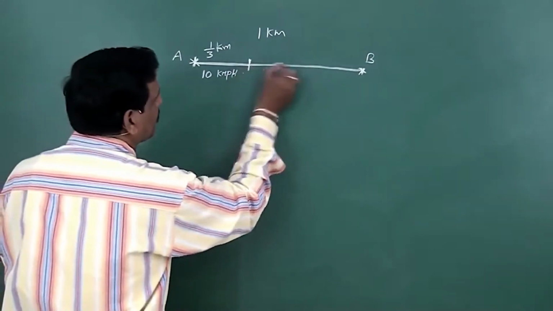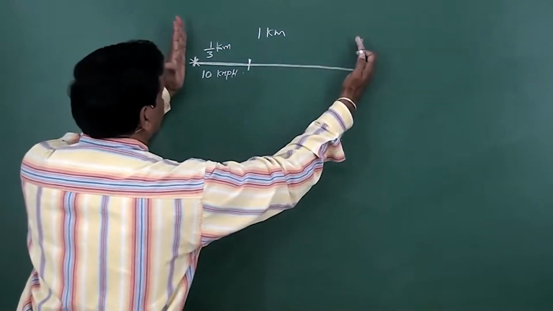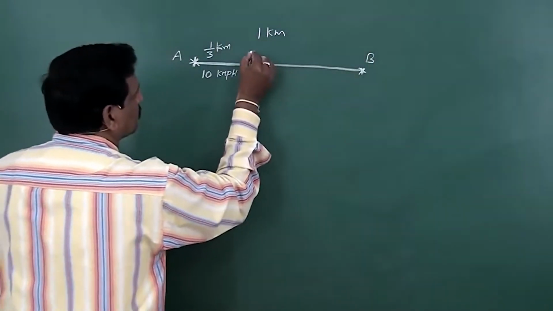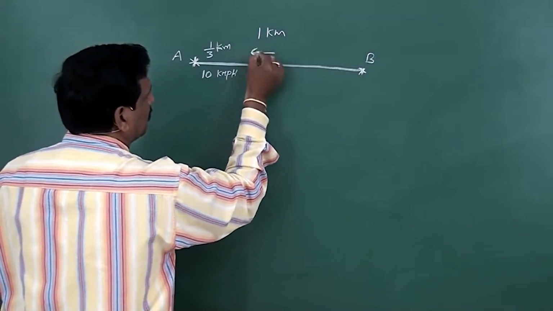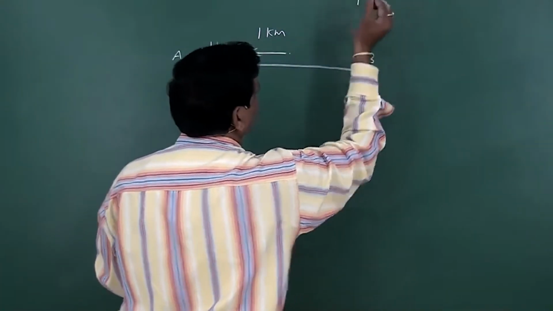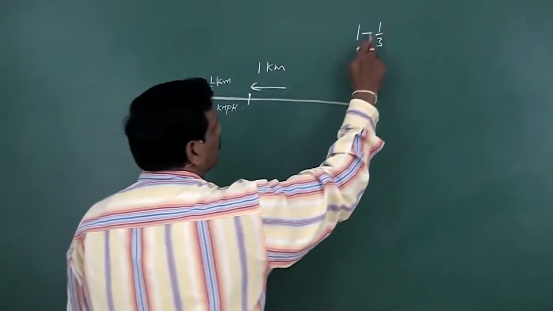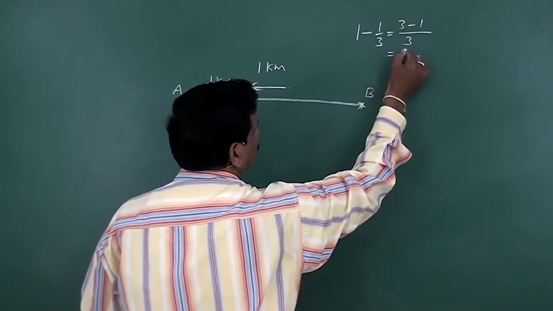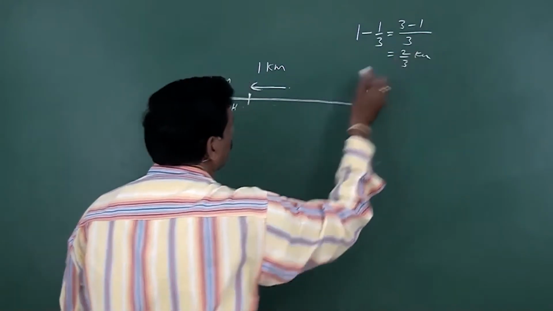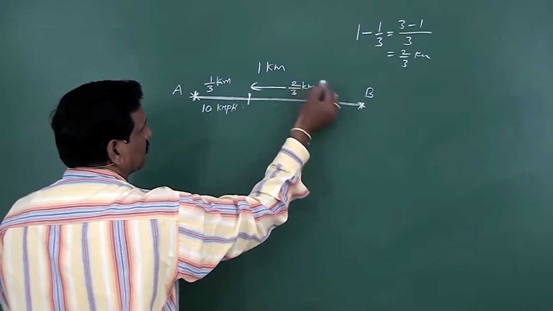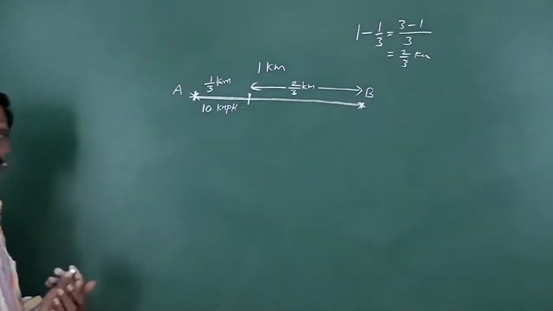Then what is the remaining distance? This is 1 kilometer. This is 1/3 kilometer. Then this becomes 1 minus 1/3. 1 minus 1/3 means 3 minus 1, that is 2/3. So 2/3 kilometer. So this is 2/3 kilometer, this distance.